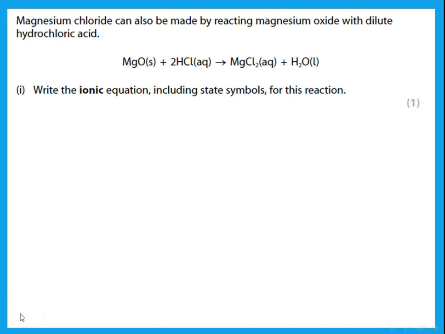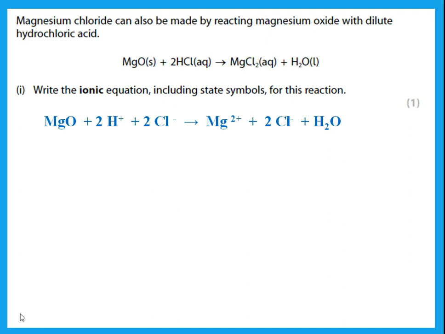Okay. The next question says magnesium chloride can also be made by reacting magnesium oxide with dilute hydrochloric acid. Write the ionic equation including state symbols for this reaction. We said, how do we write ionic equations? We ionize anything that's aqueous. So magnesium oxide is solid, we copy it as it is. Now the HCl is aqueous, so I need to ionize it. I have 2 H pluses and 2 Cl minus. Not Cl2, it is 2 of the Cl minuses.